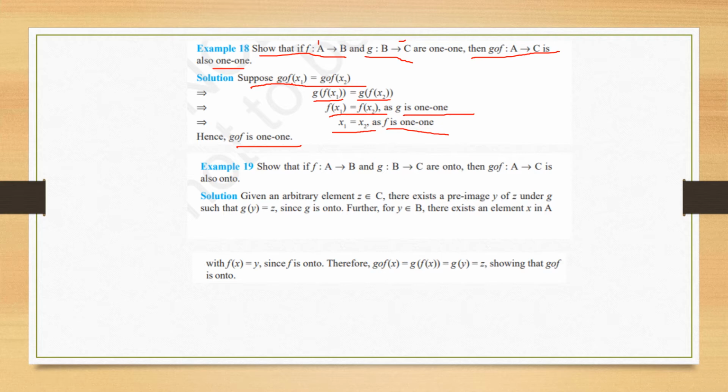Example 19. Show that if f mapping from A to B and g mapping from B to C are onto, then gof mapping from A to C is also onto. So given an arbitrary element z belonging to C, take an element here.